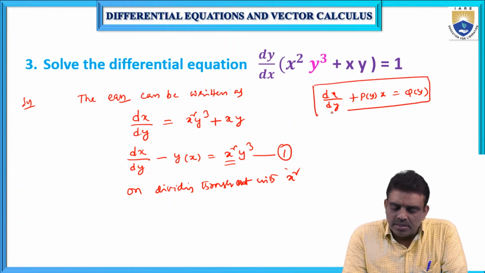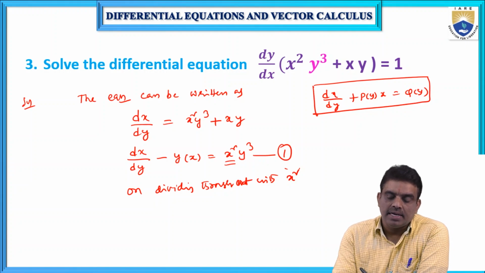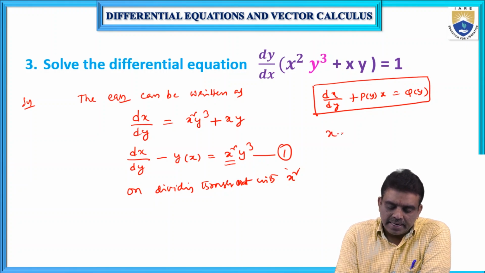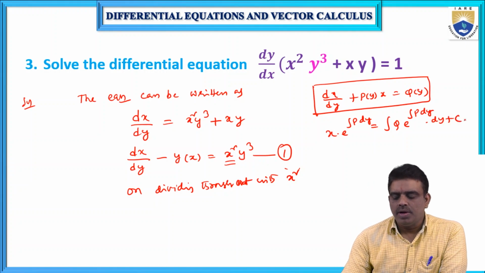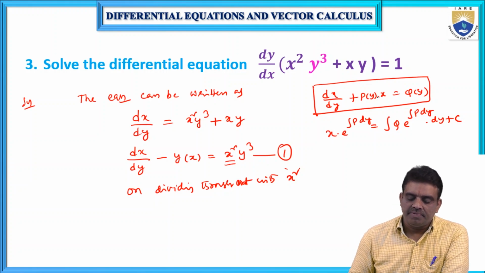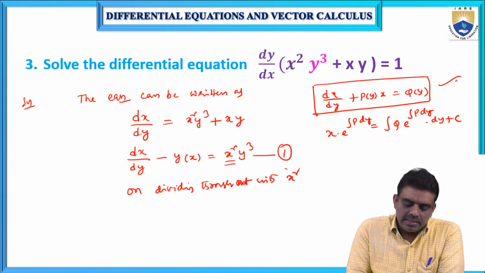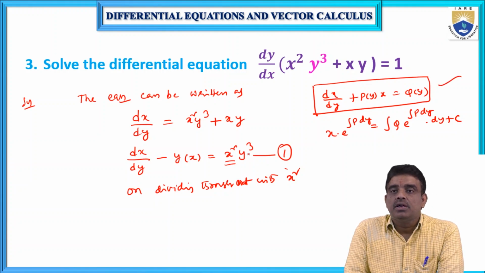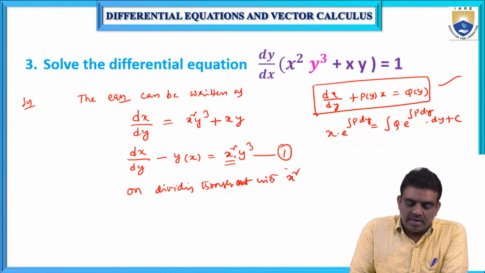This is called the linear differential equation of first order in x. The solution will be x into e power integral p dy is equal to integral q into e power integral p dy plus c, where q of y is a pure function of y and p of y is also a pure function of y. So to make this equation in this format, I have to make the right side a pure function of y only. For that I have to delete x square on the right hand side.